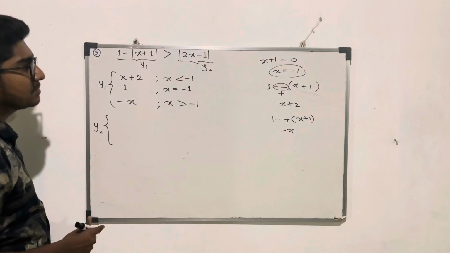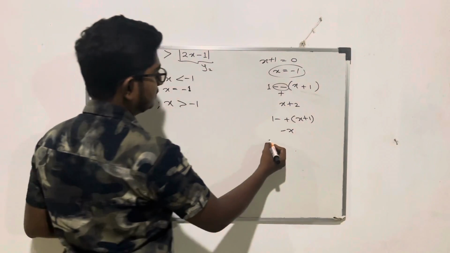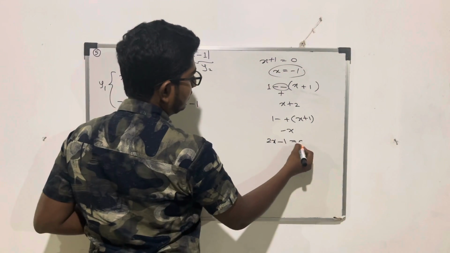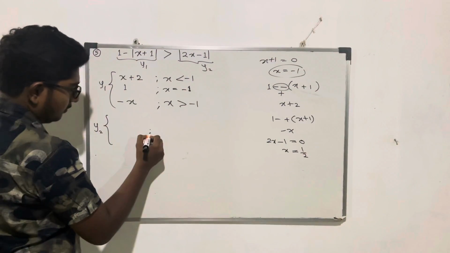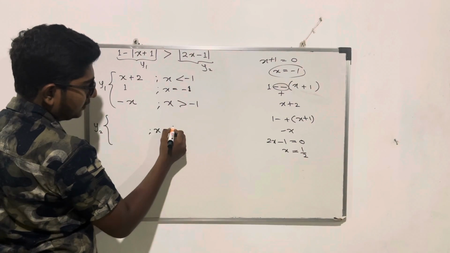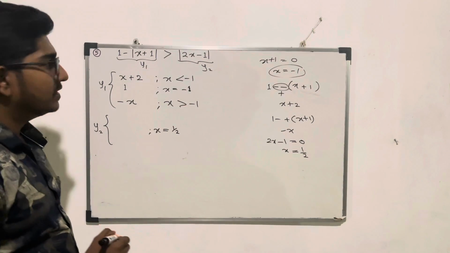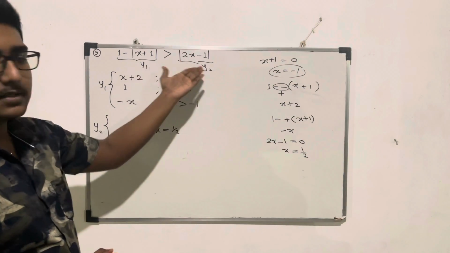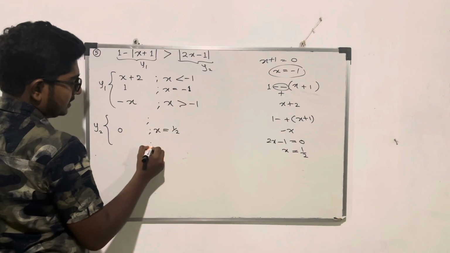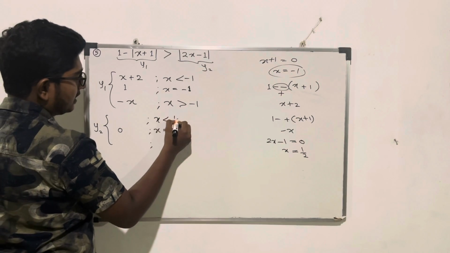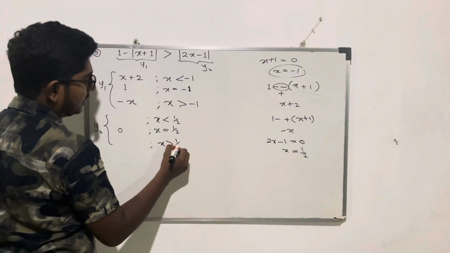Equate this modulus bracket to 0. 2x minus 1 equals 0. We have the value of x as half. Now we have to find the value of y2 when x equals half. So when x equals half, this bracket became 0. Then the functions when x is less than half and x is greater than half.